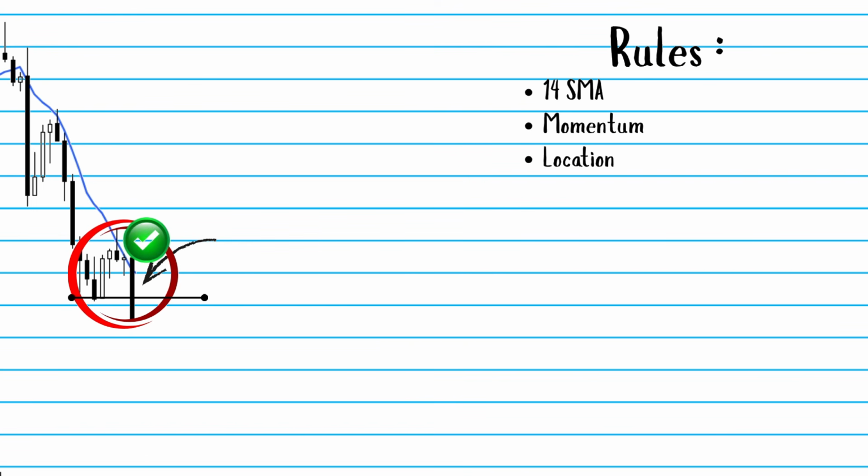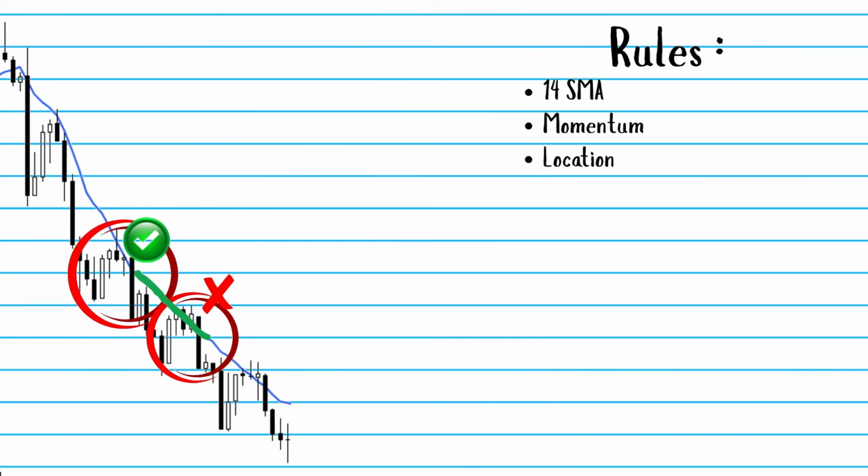This is a valid setup because the pattern forms while respecting the 14-period simple moving average. In fact, it is forming right around the moving average without breaking above it. This is where we can consider opening a sell position. However, if we look further ahead, we can see another similar pattern forming. At first glance, it looks almost identical, but there is one important difference. This pattern pushes above the 14-period simple moving average before completing. That move above the moving average is a sign of weakness in the bearish trend. So even though the candle formation looks correct, this setup should be avoided because it fails the location rule. Remember, the pattern should form below the 14-period simple moving average, not above it.